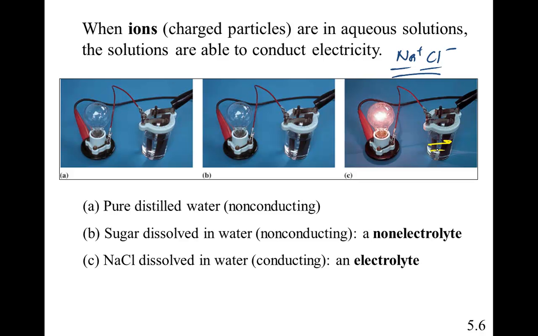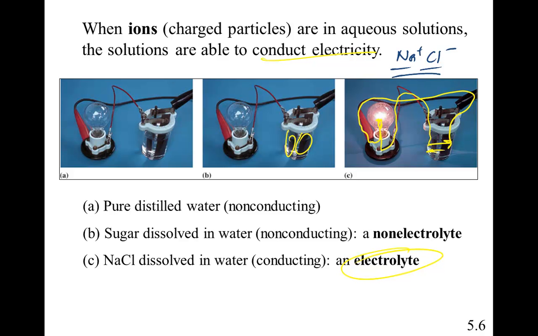Electrons are shuttled back and forth between these electrodes. There's an electrode here, an electrode here, and that completes the circuit. So the electrons can flow through the wire, through the light bulb, come outside the other side, and go back through like that. When a solution is able to conduct electricity, we call that substance an electrolyte.